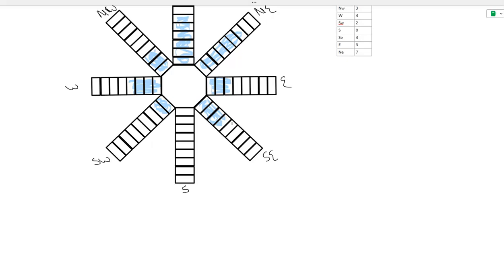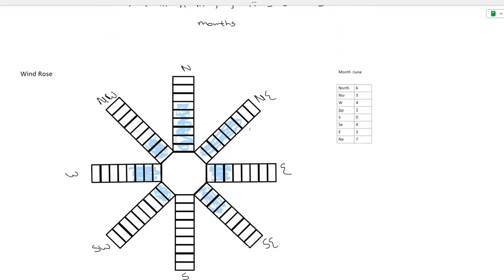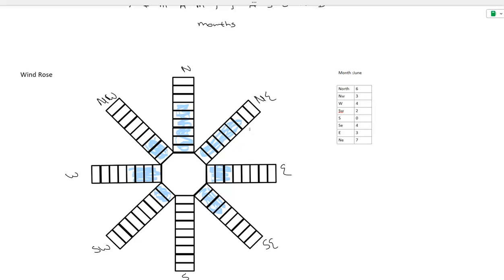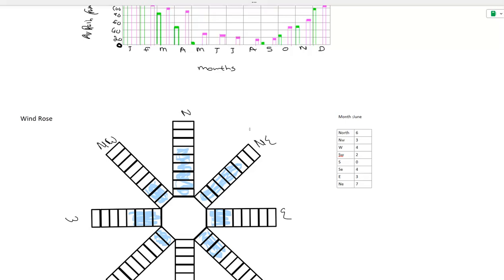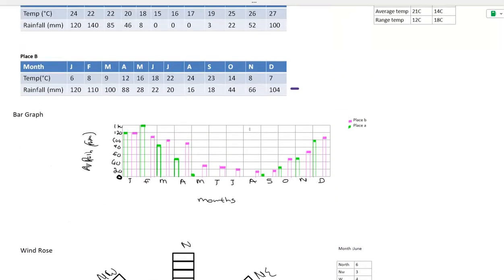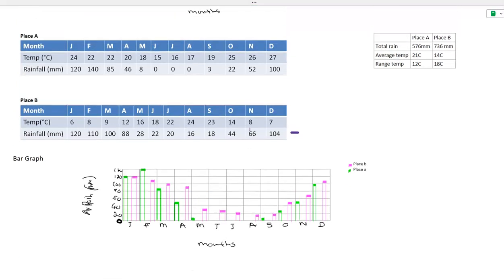So first thing, now that we have drawn all the graphs and completed all the calculations, it is time to actually analyze the information, so to figure out what it means. First of all, we need to describe the climate of each of the places A and B. When you describe the climate or the weather of a place, you should avoid using words like nice or pleasant or average, because that means different things to different people. So let's do place A.